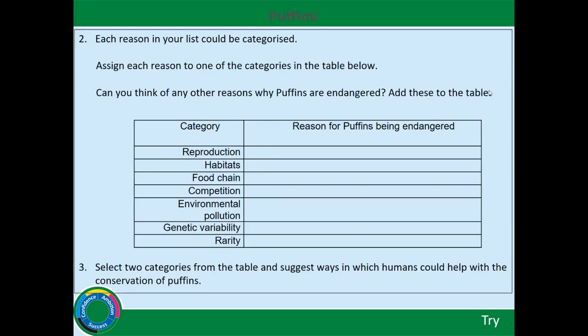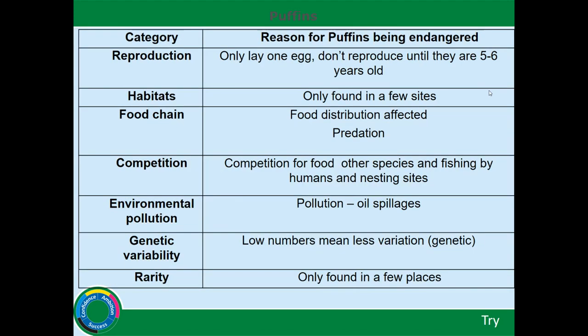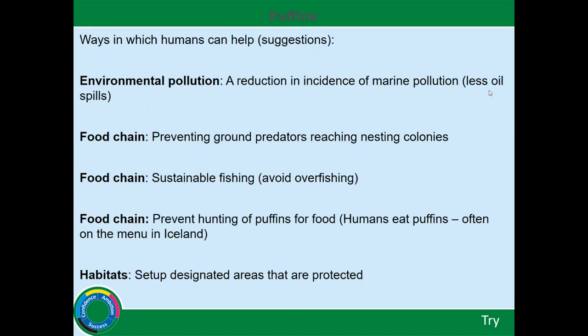Each of the reasons in your list could be categorized. Please use the table below to categorize your reasons. Select any 2 categories from the table and suggest ways in which humans could help with the conservation of puffins. Here are the answers. That is how you categorize the things in the table. Please pause the video to note them down. And these are suggested ways we can help.